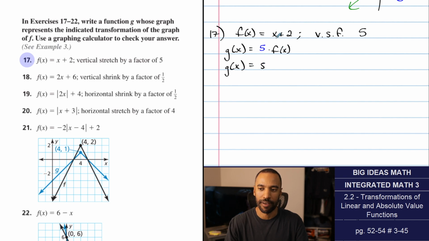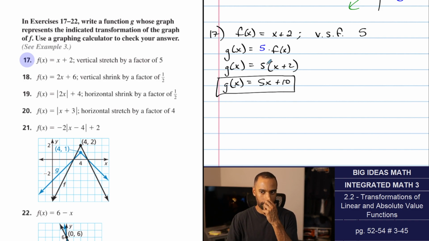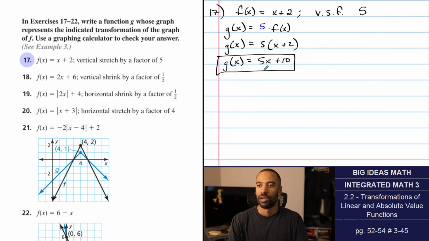That means we're doing 5 times the function, not just x, but x plus 2. If I distribute and make it slope-intercept form, it'll say 5x plus 10. So 5 times bigger. 5 times the slope, 5 times the y-intercept, 5 times the fun.